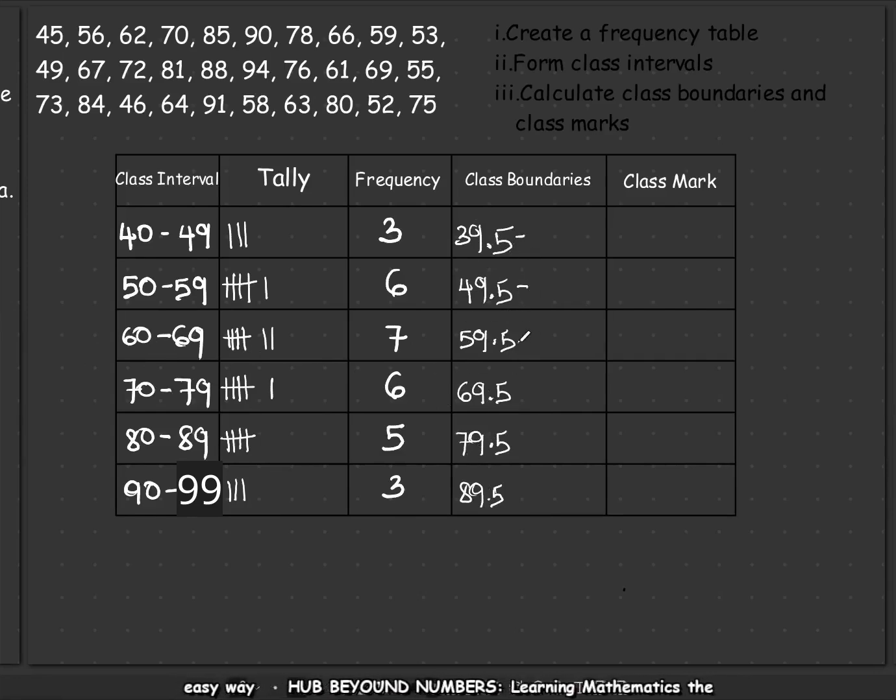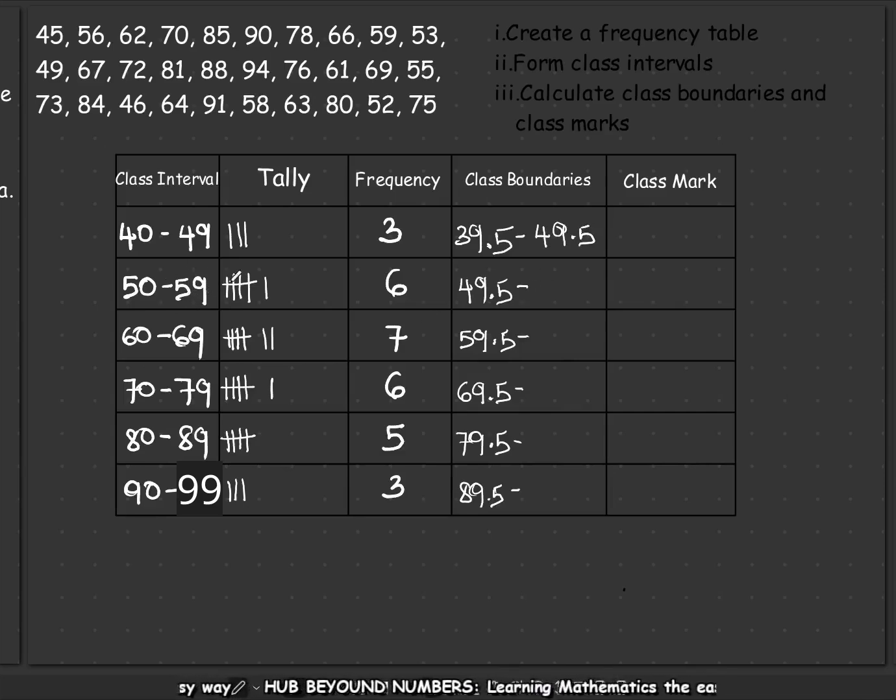So we bring our intervals. And now we want the upper class limit for all of them. Sorry, the upper class boundary. Our instruction says for those that we have here, what do we do? We add 0.5. So for 49, we are going to add 0.5. 49 plus 0.5 gives us 49.5. You see?